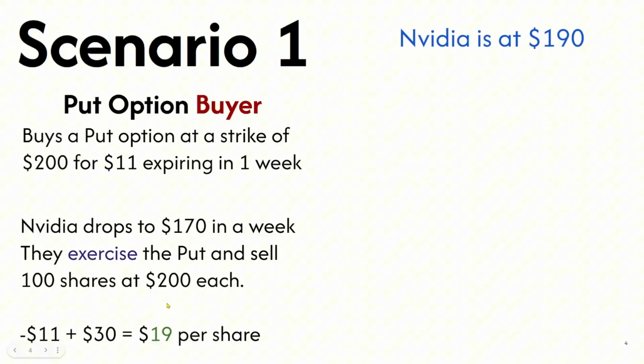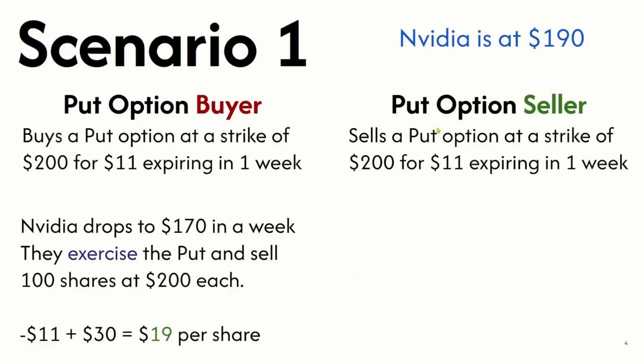So the math, they paid $11 up front for the right to do this. And they made $30 from the difference. So they were able to buy it for $170 in the market. And then they were able to sell each share at $200 based on their right from the option contract. The difference there is $19 per share. And each contract has 100 shares. So it's actually $1,900.